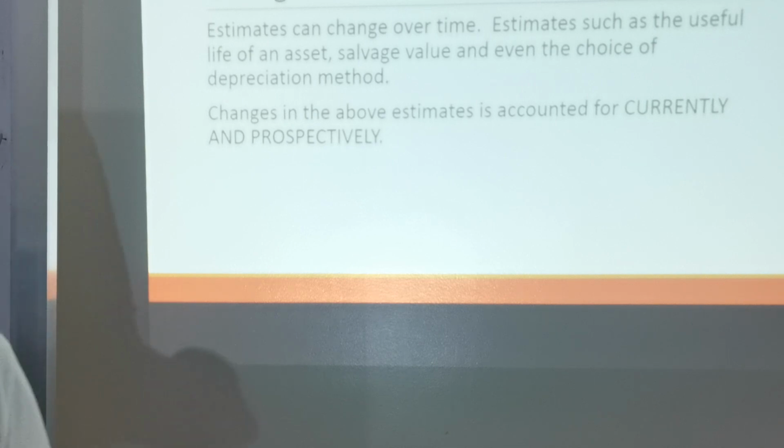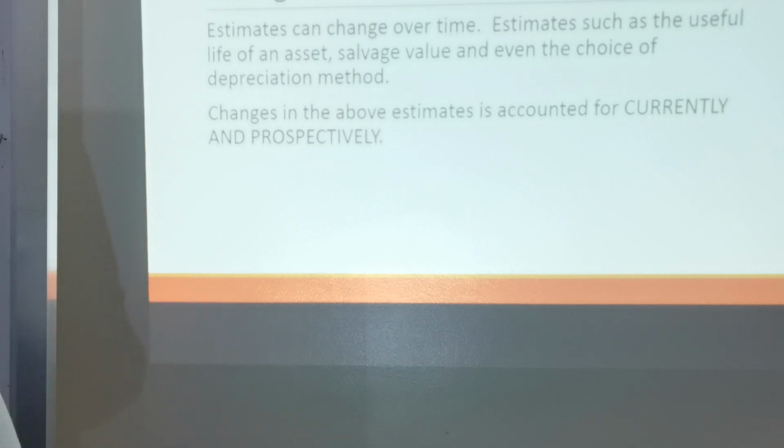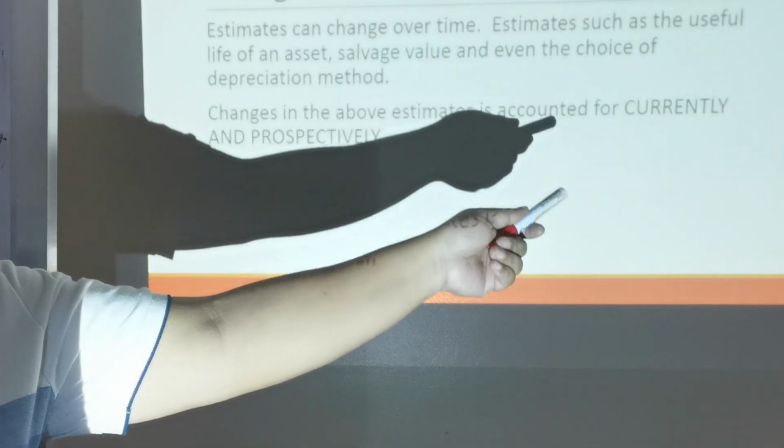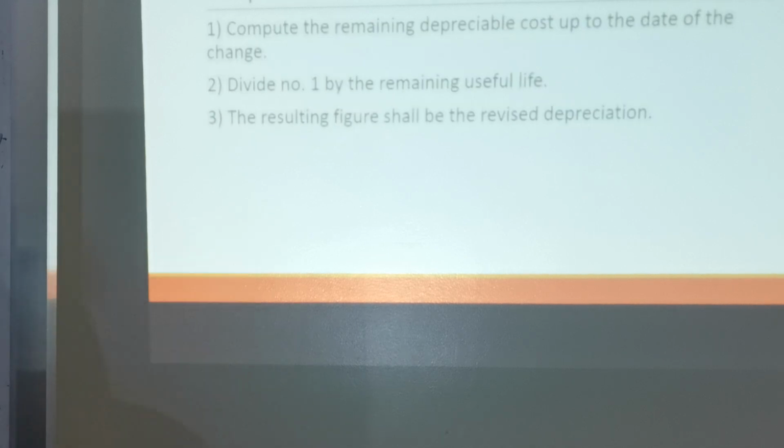So the question now is, how are we going to account for these changes in estimates? We are going to account for it currently, and since it will affect the future periods, prospectively. Let's have an example. Steps: when there's a change in accounting estimates, what are we going to do? First, compute the remaining depreciable cost of the asset.